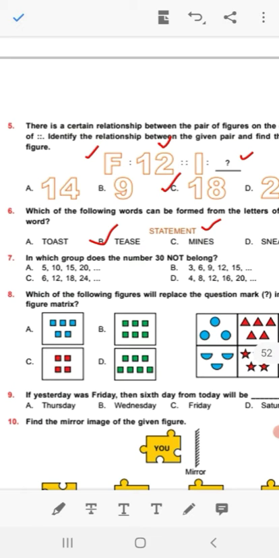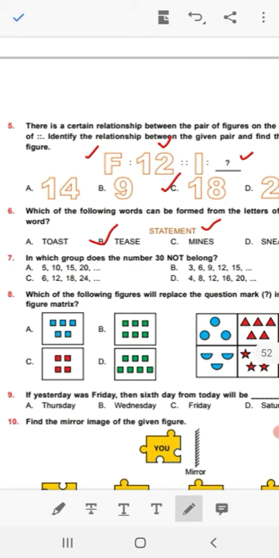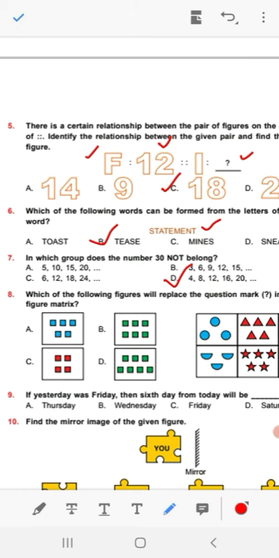Pass to C group. 6, 12, 18, 24. Then 30 will definitely come. It is the multiple of 6. Next option D. 4, 8, 12, 16, 20. These are the multiples of 4. But 30 does not belong here. So option D is correct here.